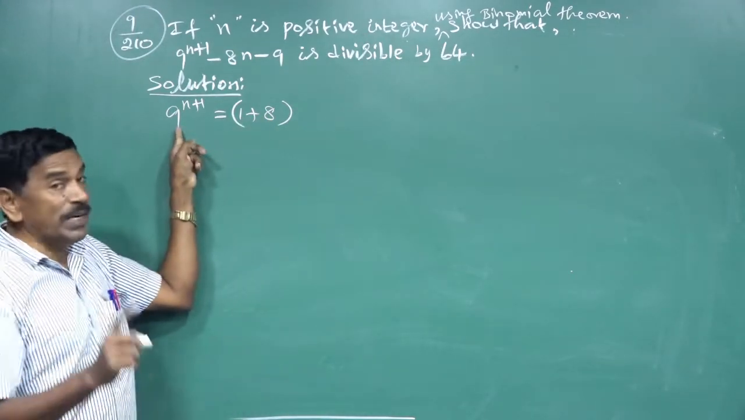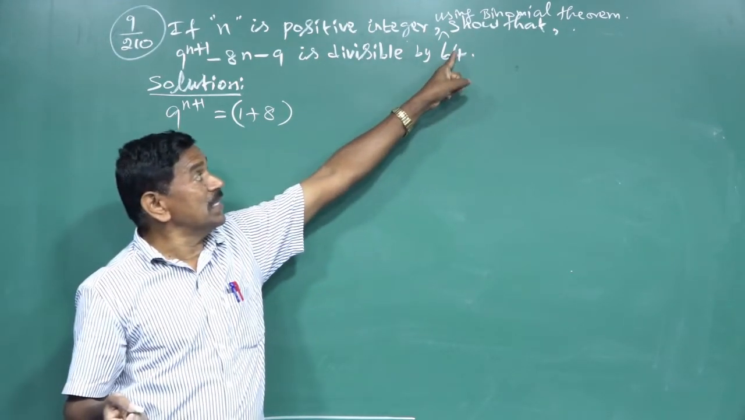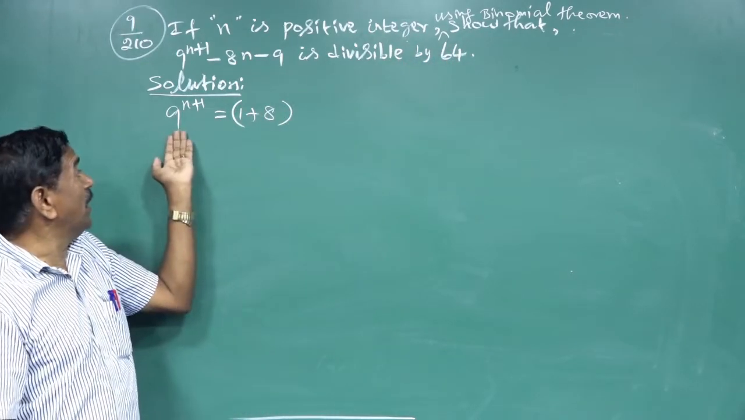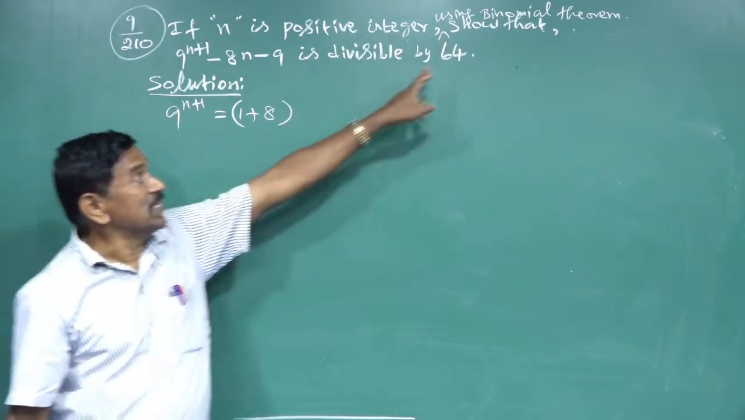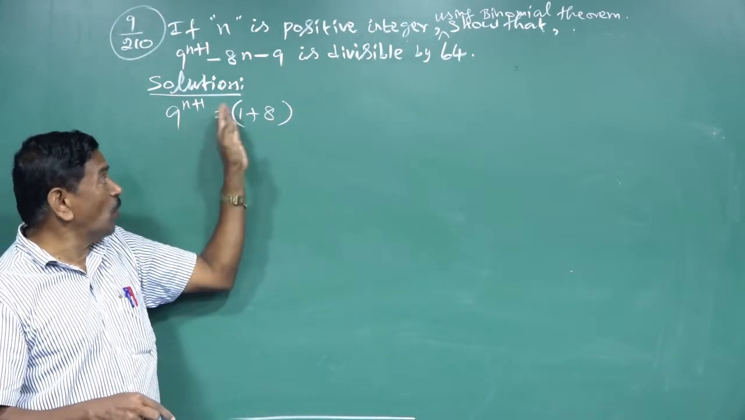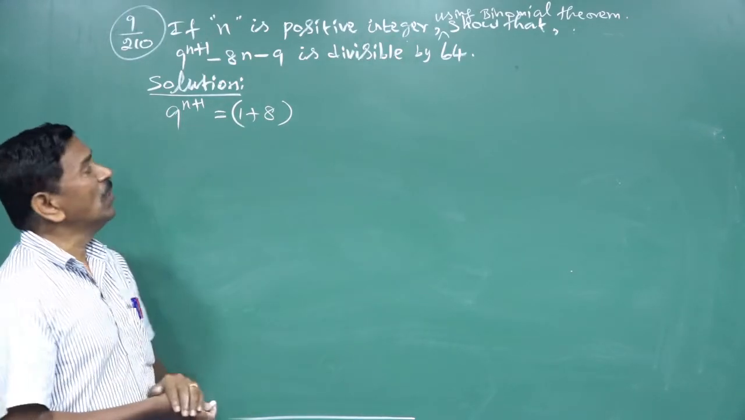Why not 9 equal to 10 minus 1? Here, with 10 minus 1, 64 is not a multiple of 10. So that is why we are not writing 9 equal to 10 minus 1. 64 is a multiple of 8, so that is why we are splitting 9 equal to 1 plus 8. That is the technique. According to the situation, we have to split it.